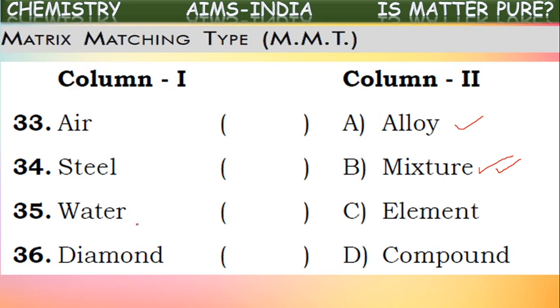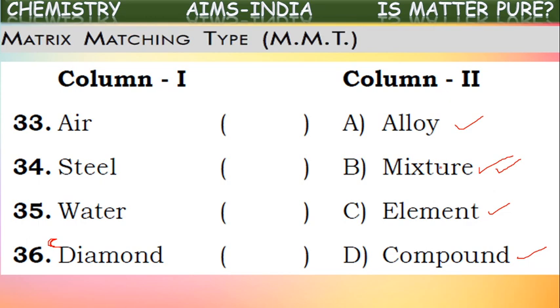What is water here? We know water is a chemical compound. It is a pure substance and it is a compound. So water is a compound because it is formed by the combination of elements oxygen and hydrogen chemically. So water is a compound. What about diamond? Diamond is one of the forms of the element carbon. So diamond is an element.